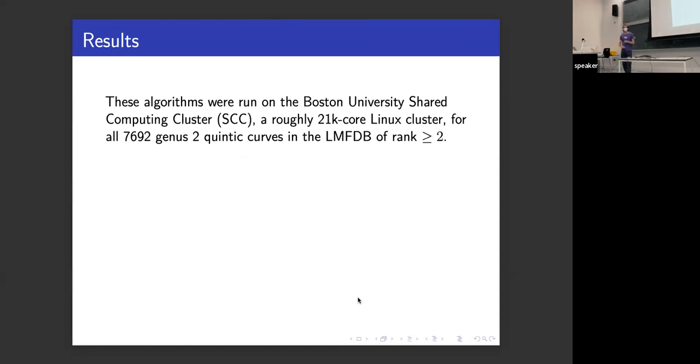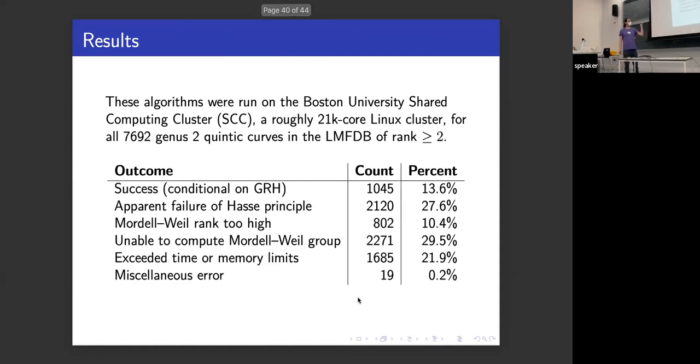So in order to run this on a big data set, I took all 7,692 genus 2 quintic curves in the LMFDB that have rank at least 2. And I ran these algorithms on the Boston University Shared Computing Cluster, which is a roughly 21,000 core Linux cluster. And so I was able to run these at once, and here's the summary of the results. 13.6% of the time, assuming GRH, it just succeeds, no caveats. About 27.6% of the time, we run into this issue where one of the twists seems to have no rational points, but we can't prove it because we don't yet have an implementation of the Mordell-Weil sieve in this version.